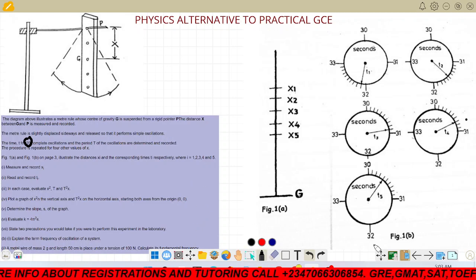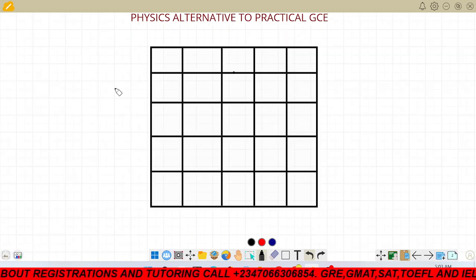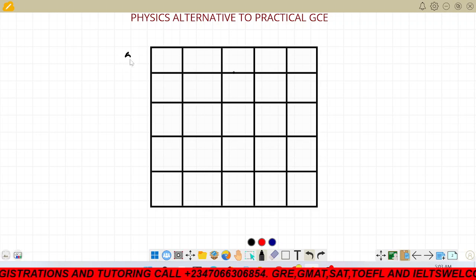So now, looking at this, I have a table before me. I'm going to start that table with what I call the serial number. I'll write that one as S/N.